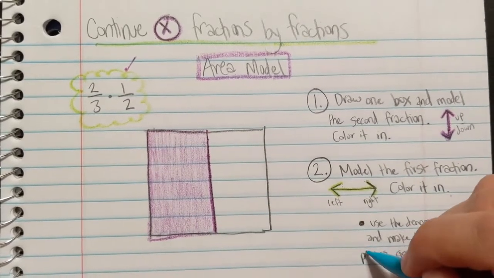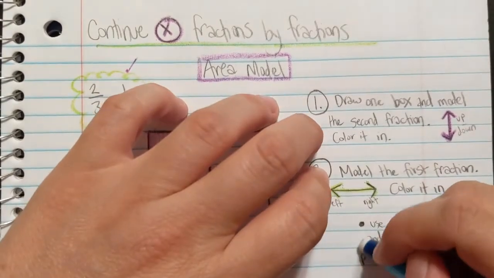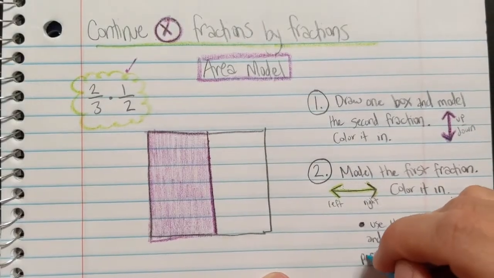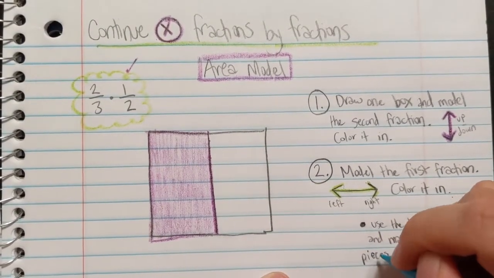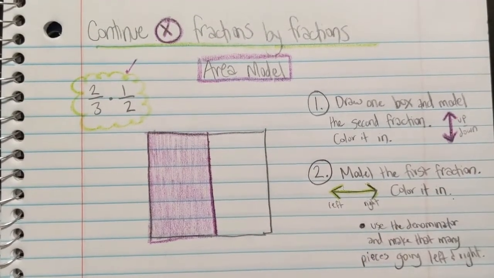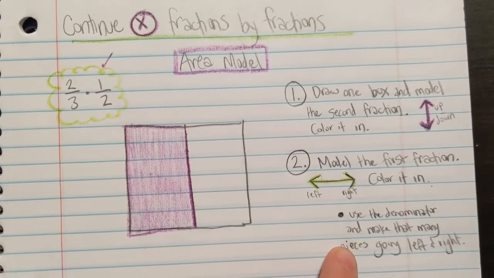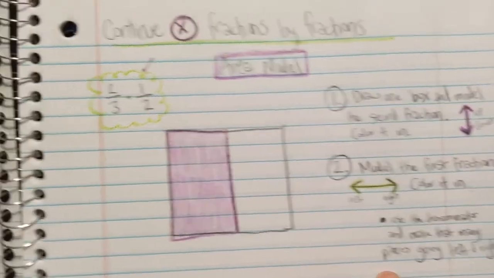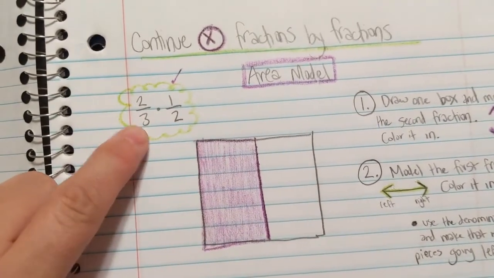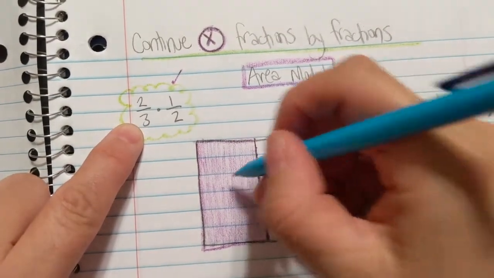Lots of writing right now, but it is going to be really helpful to you as we move on through this whole unit and for the test and future things that you have to do with fractions. So hang in there. Use the denominator and make that many pieces going left and right. So I need to make 3 pieces going left and right.